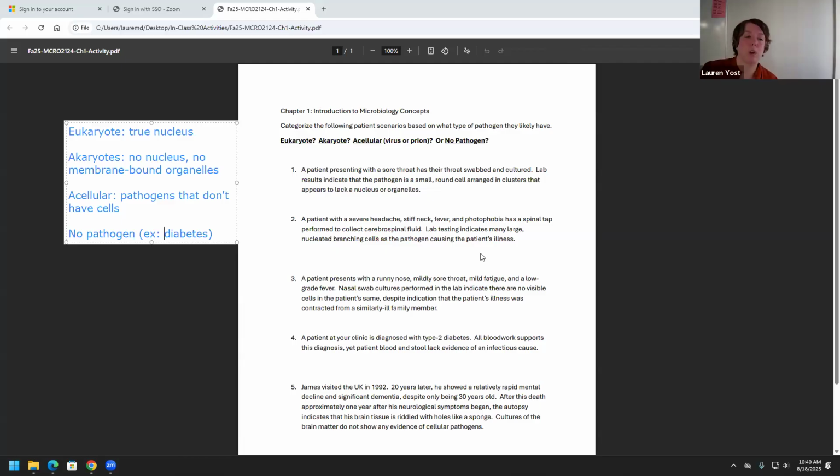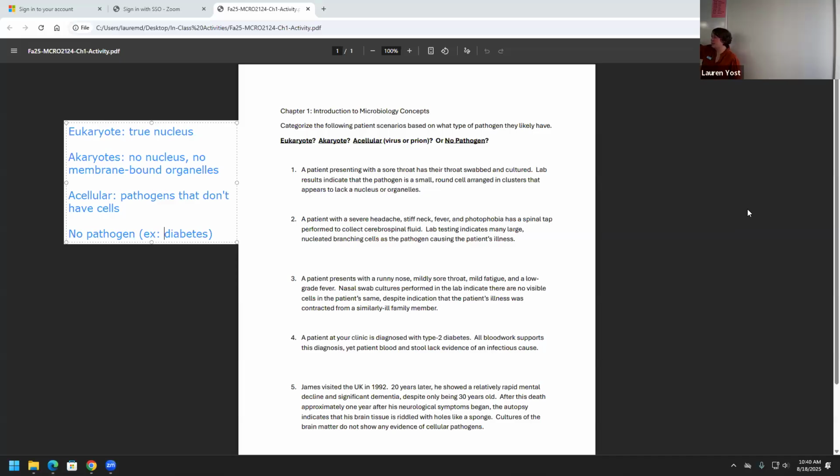All right. So number 2 was eukaryotic. That was a fungal infection. Number 3, patient presents with a runny nose, a sore throat, fatigue, and a low-grade fever. Nasal swab cultures performed in the lab indicate there are no visible cells in the patient's sample, despite indicating that the patient's illness was contracted from a similarly ill family member. So this person has what sounds like a cold, right? Cold-like symptoms, maybe flu-like symptoms. They have another family member with a similar thing. They got sick after that person, and we aren't seeing any cells.